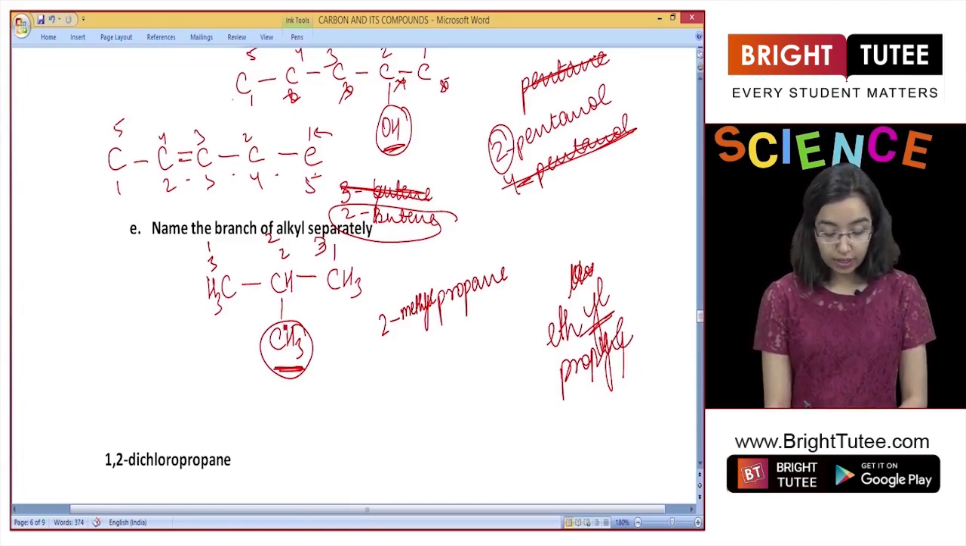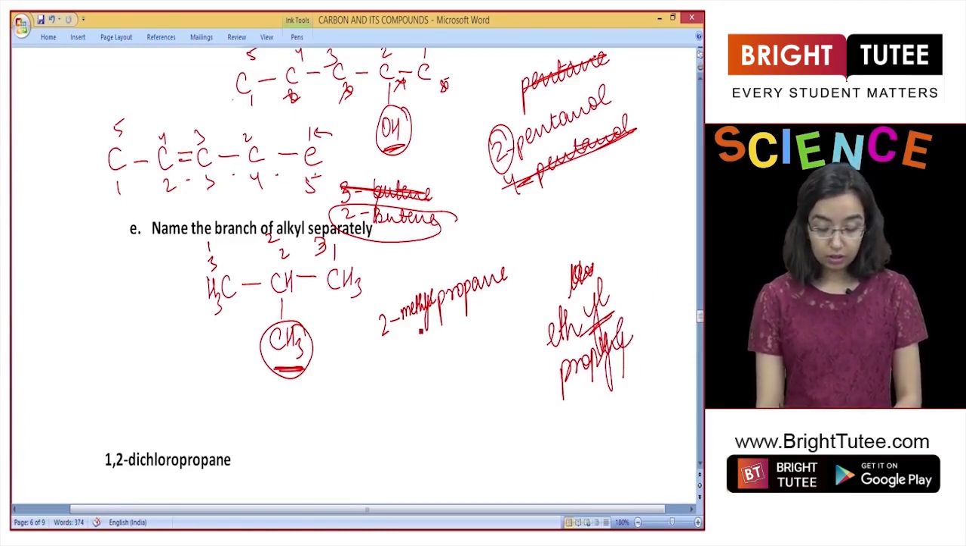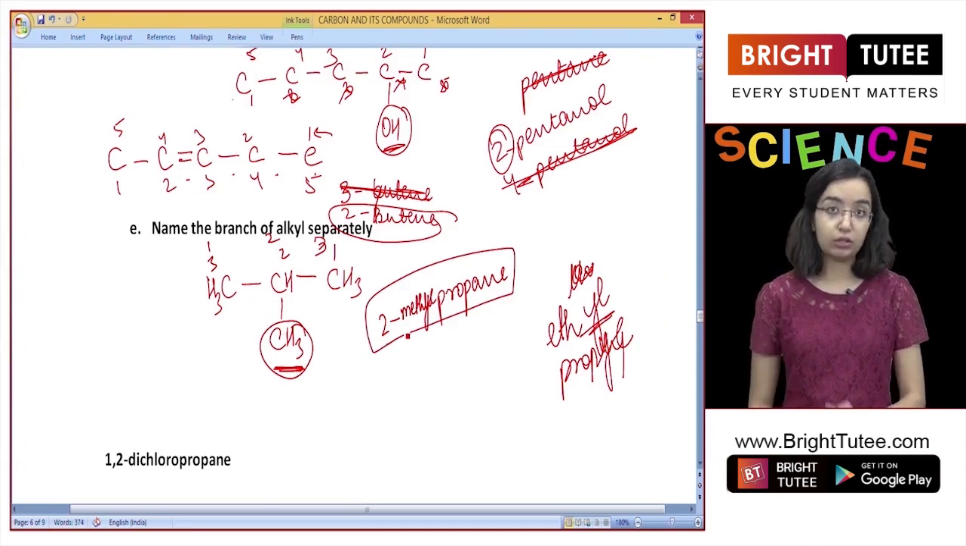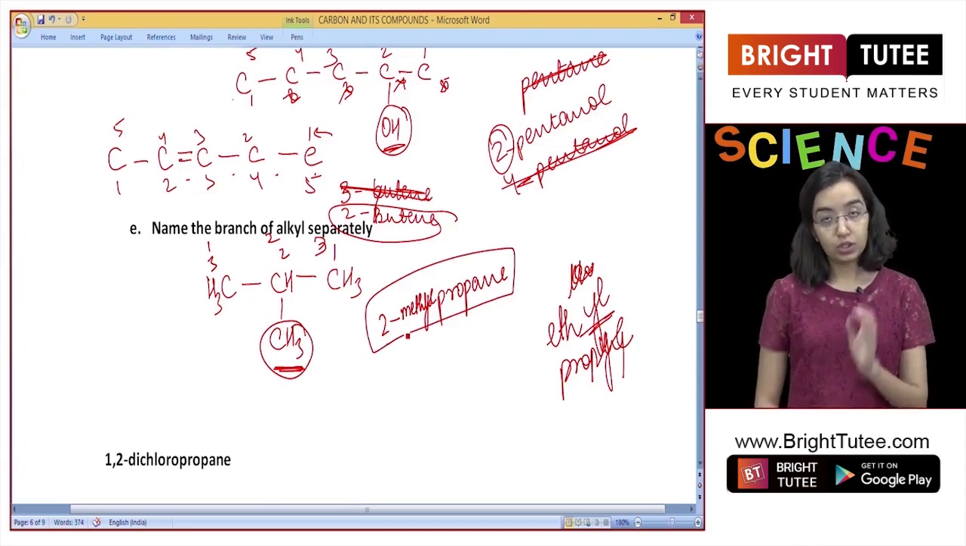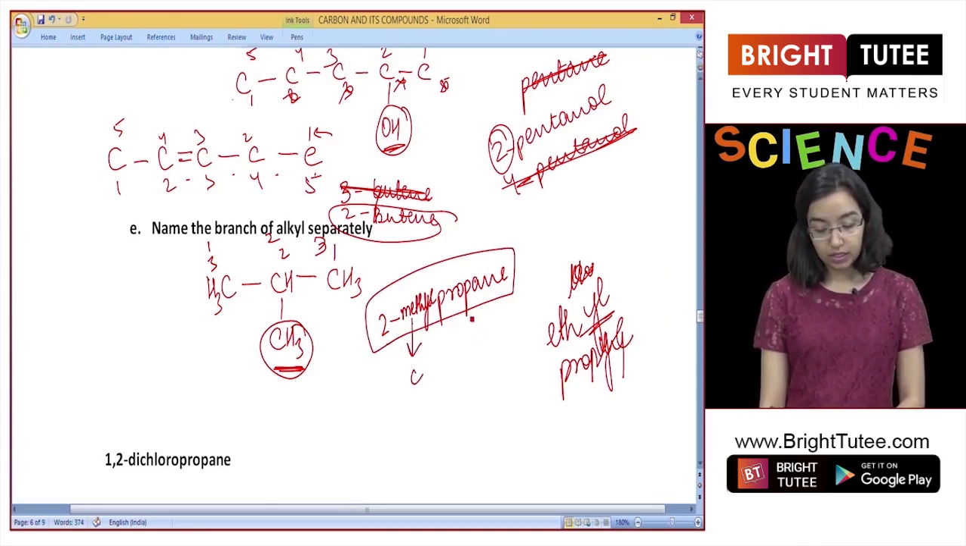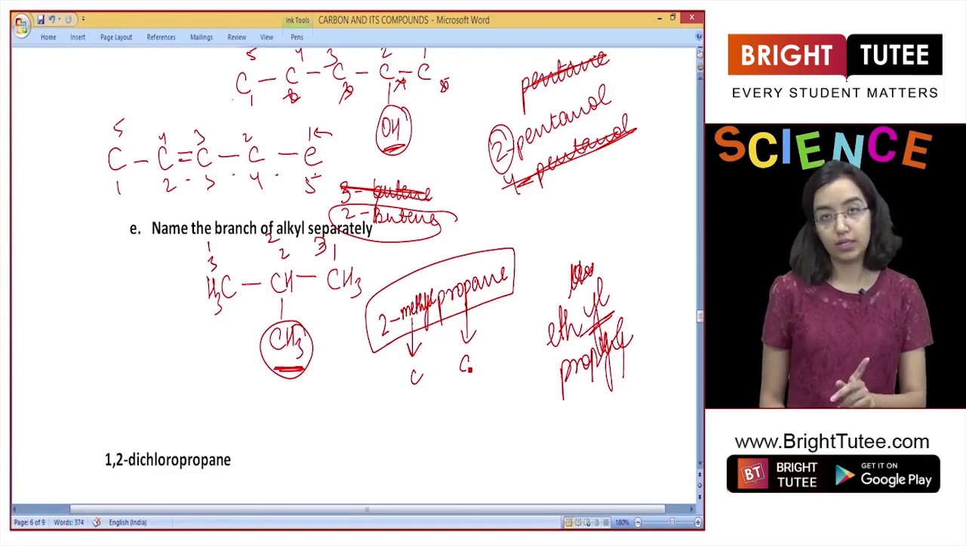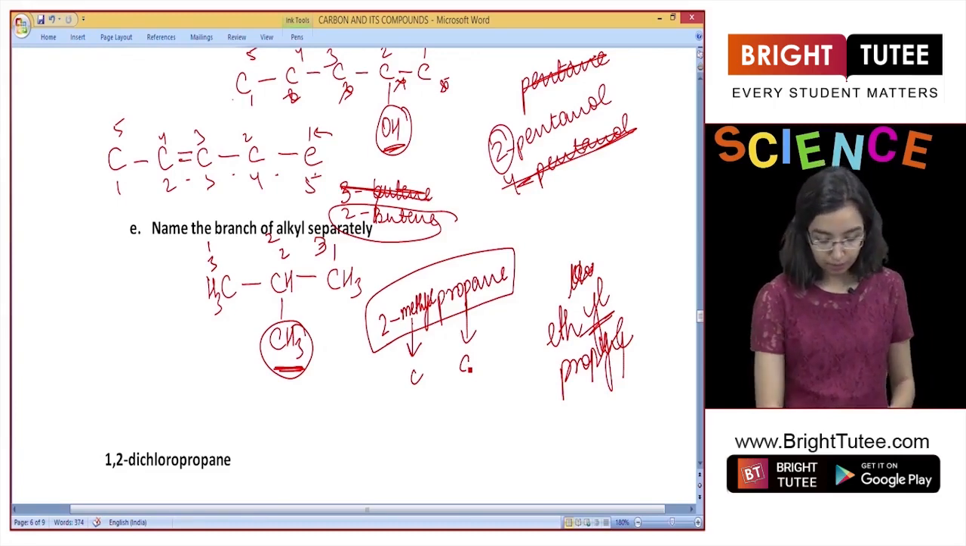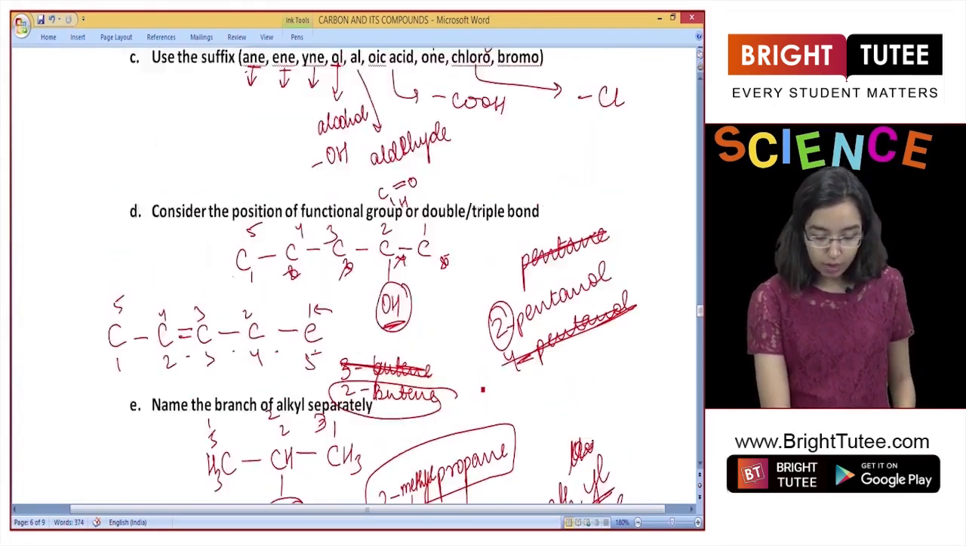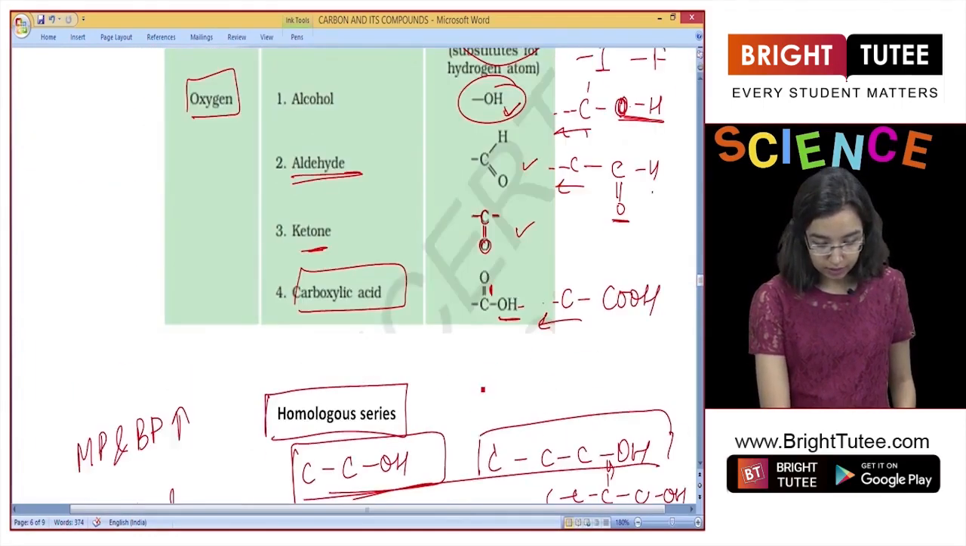Right? So you indicate the branch separately. Now here it is called 2-methyl propane. It is not called a butane. So it indicates 1 carbon here and 3 carbons here. The person who reads the name will know that there are 4 carbon atoms, but still we will not call it a butane. Now let's go back and name the isomers that we studied before.